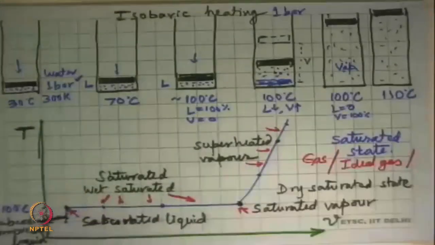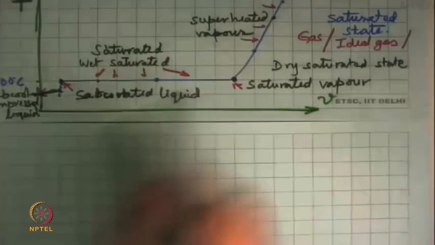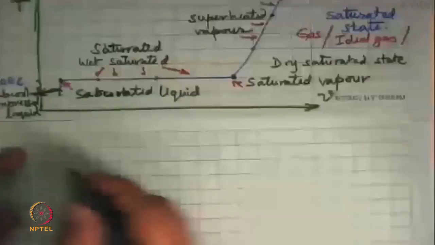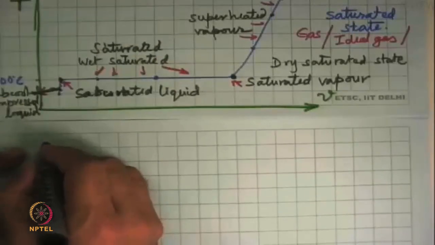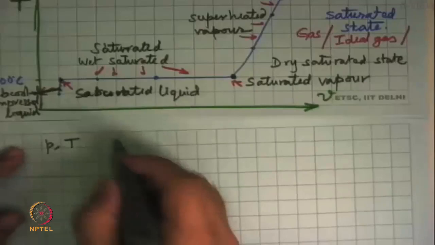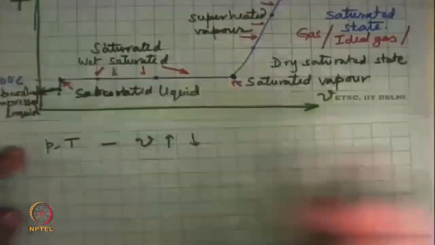Okay, so this has happened here. And now what happens is, in the saturated state, the substance has an interesting behavior, and what we saw was that with heating, pressure and temperature were the same, but specific volume kept increasing or decreasing, whichever way you're heating or cooling it.